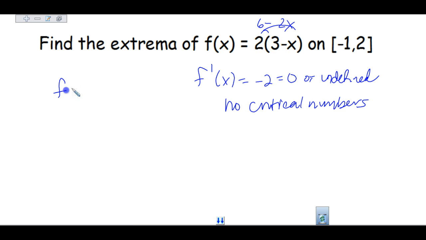So that means I would only check the endpoints of my interval to see what those heights are going to be. I plug -1 into the original function, and I end up getting 8. I plug 2 into the original function, and I end up getting 2. So my absolute max is 8, and my absolute minimum is 2.